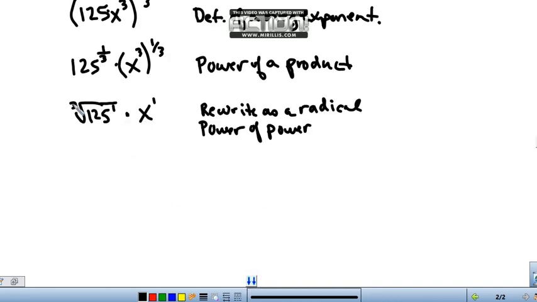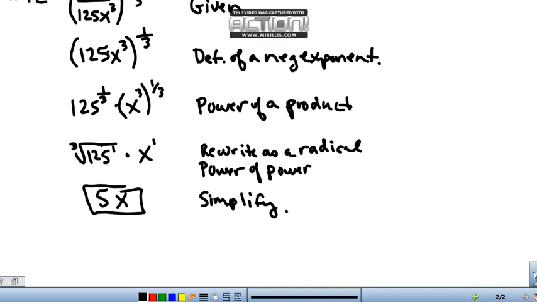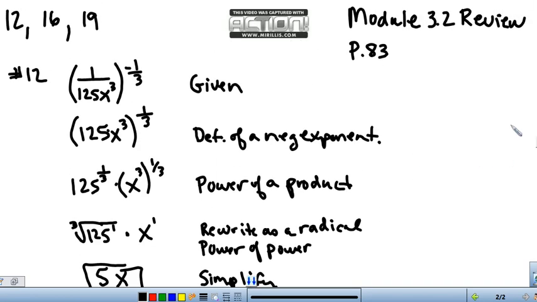This means what number multiplies itself 3 times to get 125? That would be 5. Then you take 5 to the first power. 5 to the first power is 5. So 5, and then x to the first power is just x. The reason for this answer is we simplified. Okay, so that'll do it. What number was that we worked out? That was number 12. Now I'm going to work out number 16.